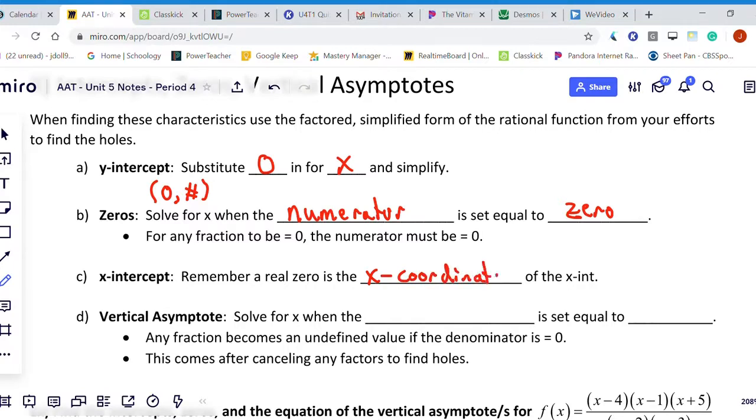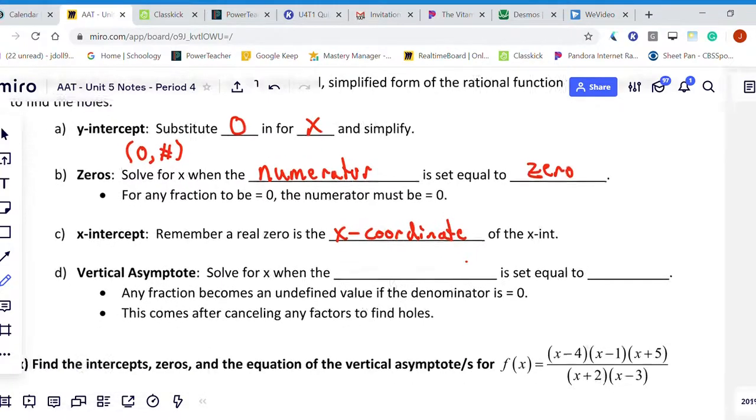So what we're going to do is find zeros first and then use the zeros to write the x-intercepts. Graphically, we normally find the x-intercepts first and then do the zeros. Algebraically, we're finding zeros first and then doing x-intercepts.